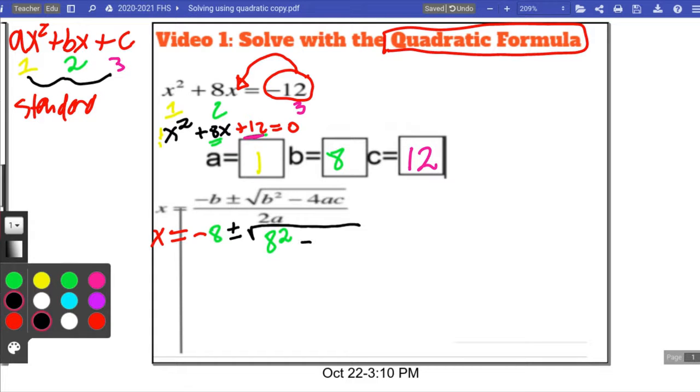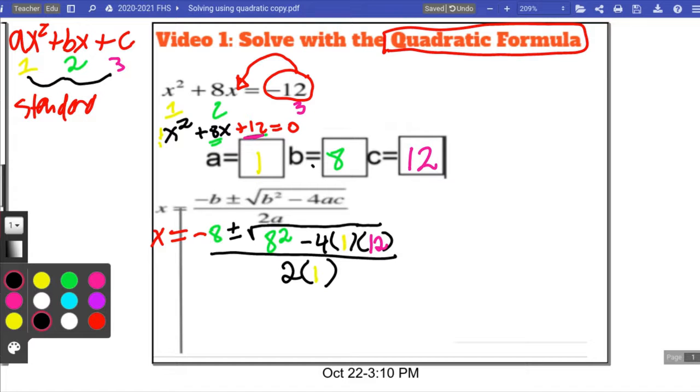Let's continue. Minus 4. And I like to open the parentheses. I'd rather put the A and C in parentheses. All right, so A value, it's 1. All right, and then the C value is 12. And then it says over 2 times the A value. Again, input those numbers in parentheses at first. All right, here's what we have. I just used those three numbers that we came up with and we plugged them in the formula. All right, let's continue our deal.